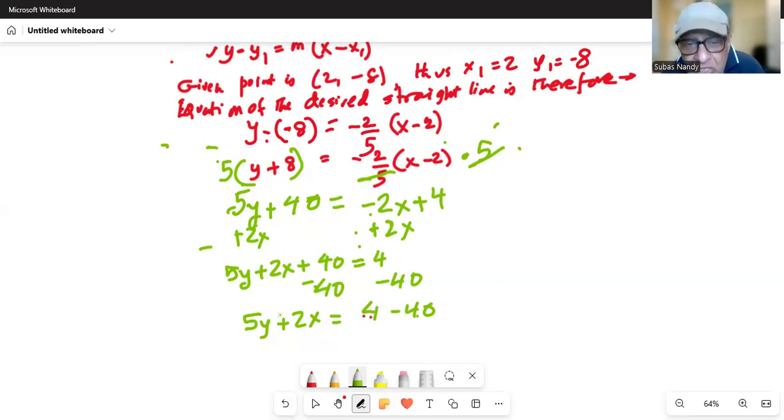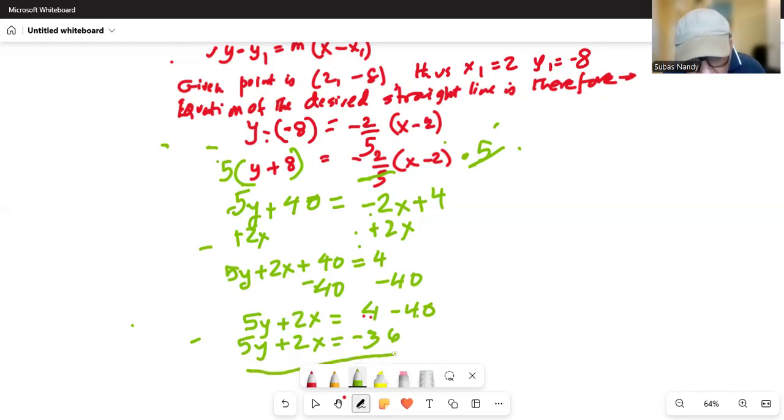40 minus 4 is minus 36. Or 4 minus 40 is minus 36. 40 minus 4 is 36, but you retain the negative sign of the larger number. So your final answer is 5y plus 2x, and I have a negative sign because the larger number has the negative sign. So this is your final answer, this one.